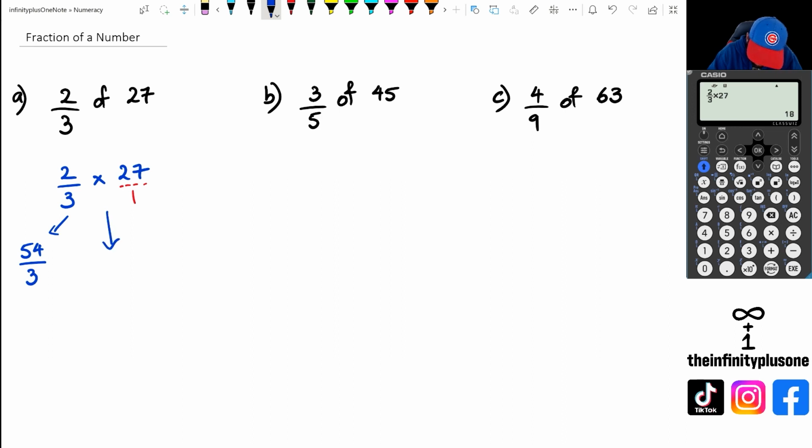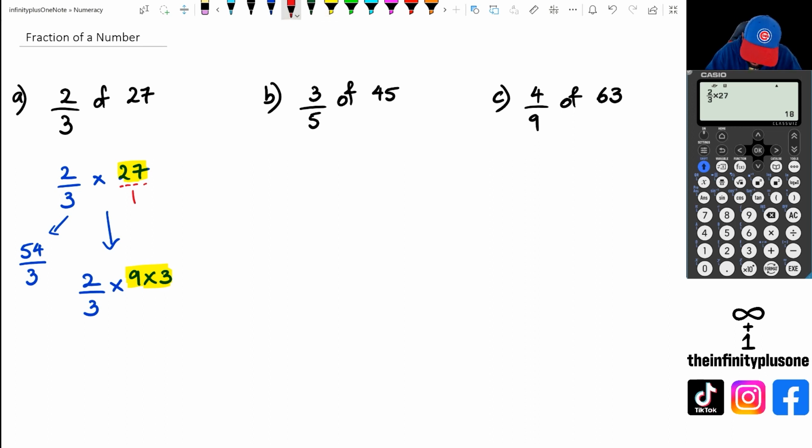The other way of doing this is I'm going to write down 2 over 3 multiplied by 27. There's a connection between 27 and 3, because I can rewrite 27, which I'm going to highlight in yellow, as 9 times 3. So all I've done there is replace that 27 with 9 times 3.